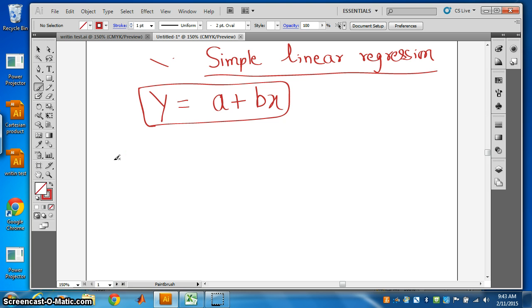What is y here? Y is the dependent variable. X is independent. Y is dependent on x. So x is the independent variable.